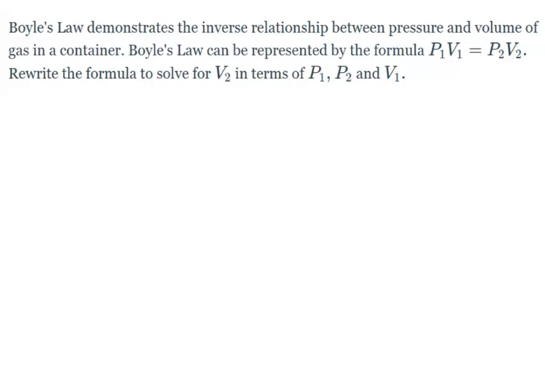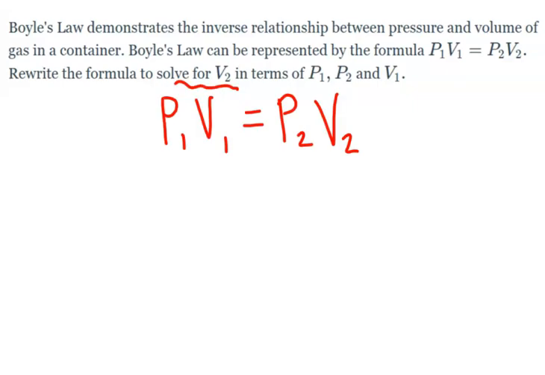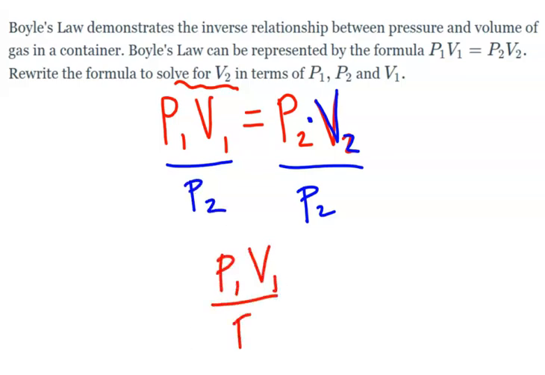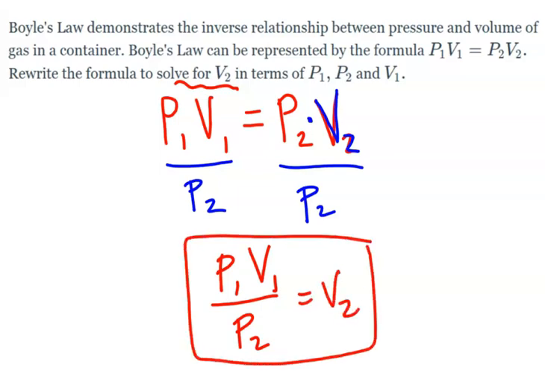In this example, again, they give a lot of description about Boyle's law, but all you have to focus on is what you're solving for. So let's get started. If I want to solve for v sub 2, then that means I need to undo multiplying by p sub 2. So I'm going to divide both sides by p sub 2. And that's it. Let's try 2 more formulas.